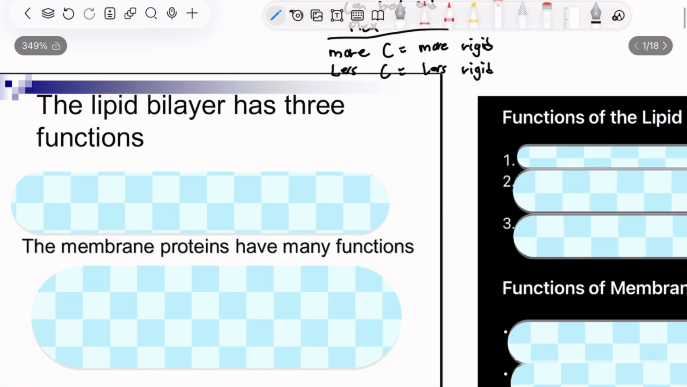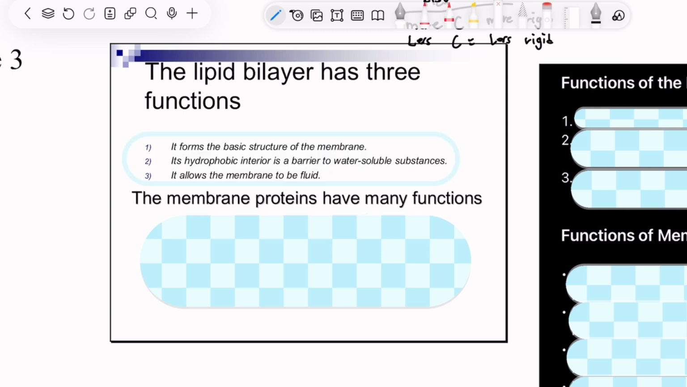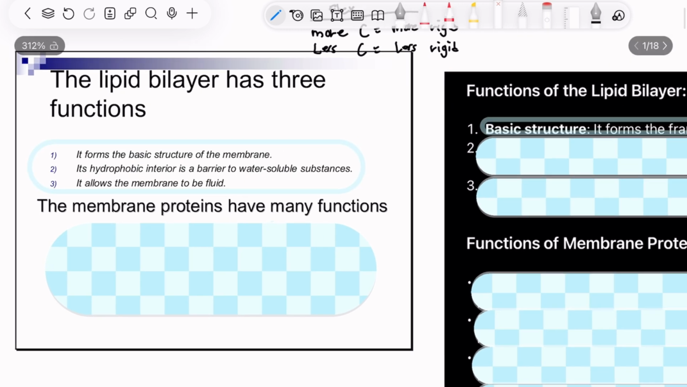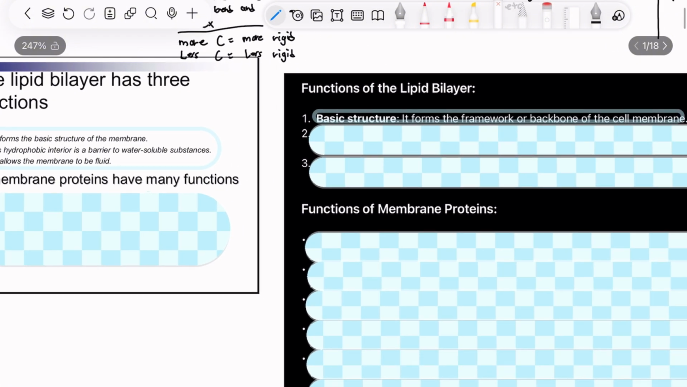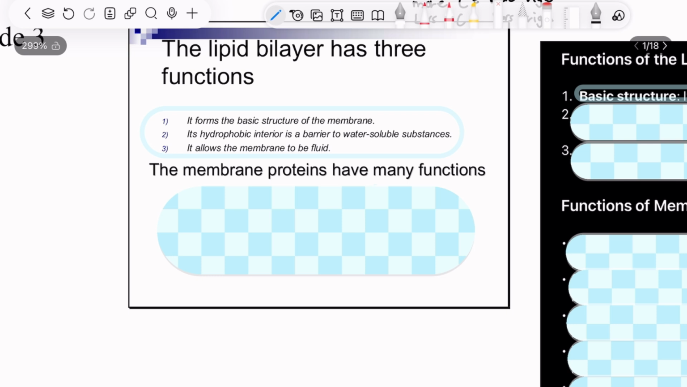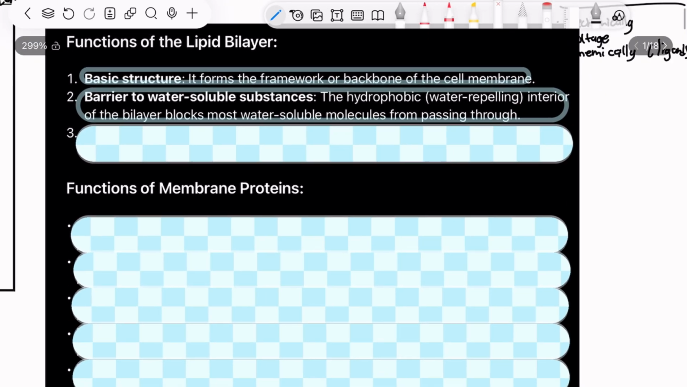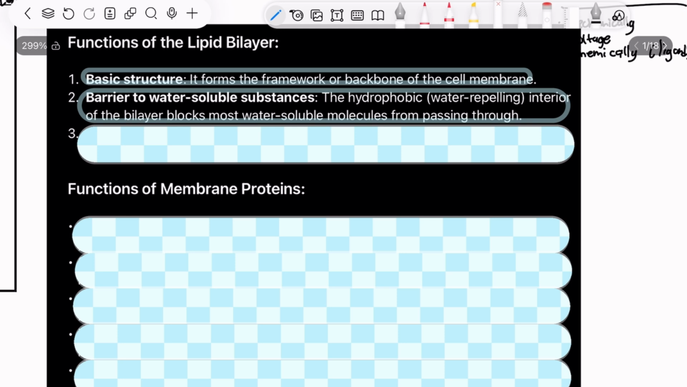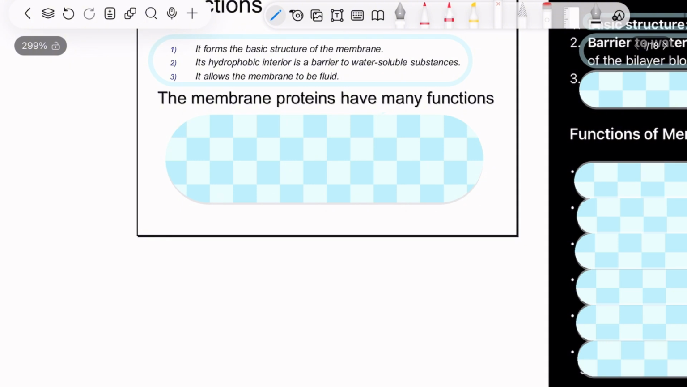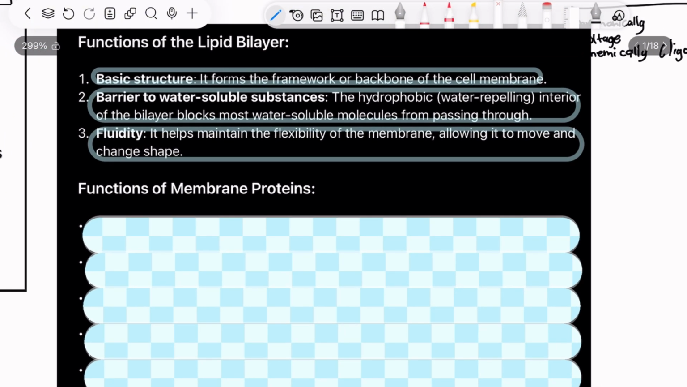The lipid bilayer has three functions. One, it forms the basic structure of the membrane. Again, basic structure. It forms the framework or the backbone of the cell membrane. Two, its hydrophobic interior is a barrier to water-soluble substances. The hydrophobic interior of the bilayer blocks most water-soluble molecules from passing through. Three, it allows the membrane to be fluid. It helps maintain the flexibility of the membrane, allowing it to move and change shape.